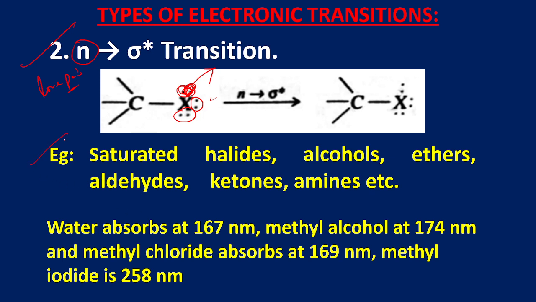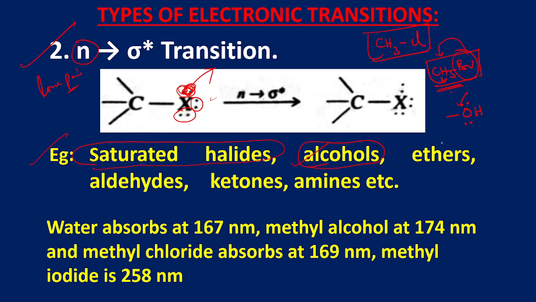Generally, if you take examples like saturated halides, that means CH3Cl methyl chloride, C2H5Br ethyl bromide, it is a halide, it is a saturated one, so it is a saturated halide. These saturated halides, alcohols, why do we choose alcohols? Because alcohol is OH, and this oxygen has lone pairs. So if any organic molecule has a substituent or functional group with lone pairs, in such molecules n to sigma star transitions are possible.